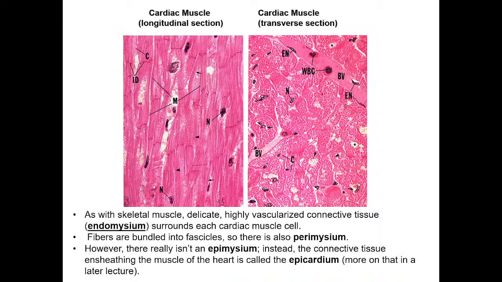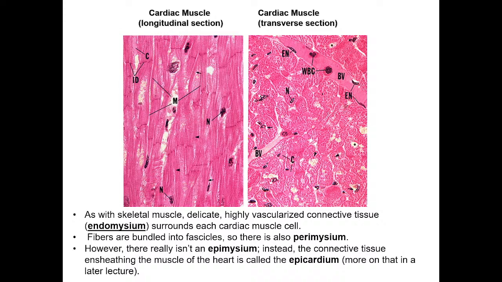Here we can see these muscle fibers running parallel with each other, but showing branching, and they again anastomose with each other, and the nuclei are present in the center. Here also there is endomysium and perimysium, but epimysium is replaced by a connective tissue covering called the epicardium. Instead of epimysium, there is epicardium.